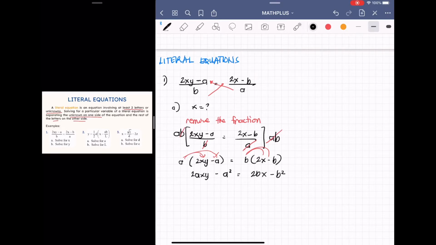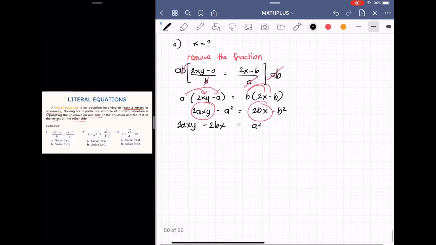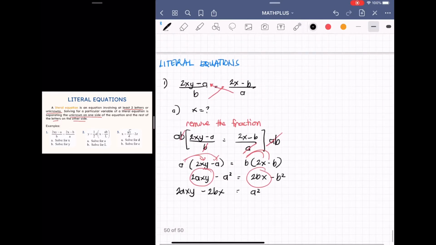So since there are no more grouping symbols, there are no more terms multiplied to the whole members, the left and the right sides, we can now transpose all the terms that contain the unknown on the left side of the equation, and move the remaining ones to the right side of the equation. So I will have 2axy minus 2bx, and that would be equivalent to positive a squared. I wrote a squared first because it became positive, followed by negative b squared.